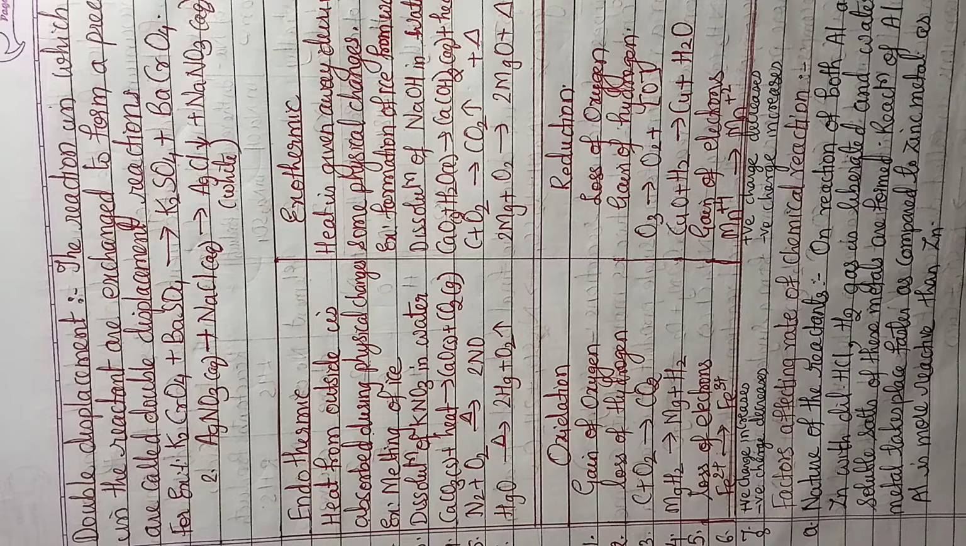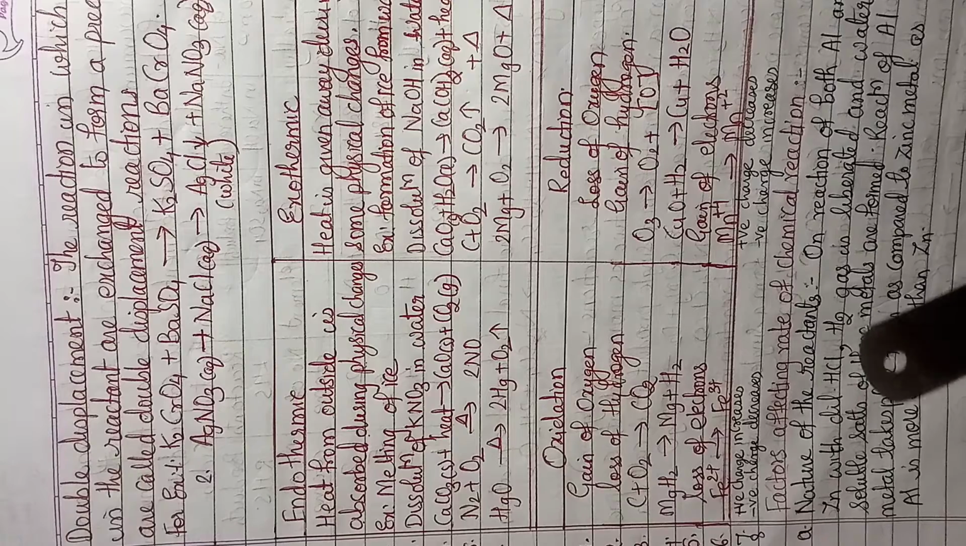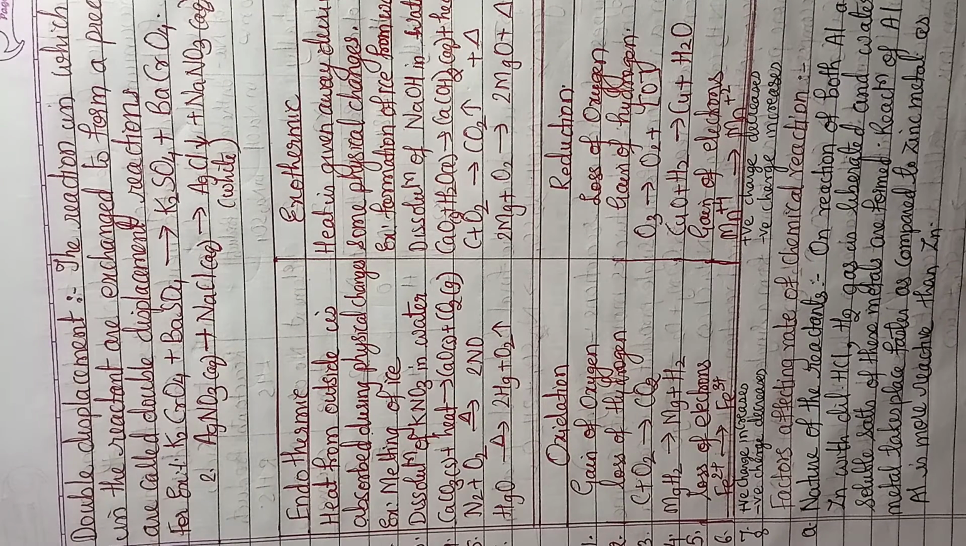For example here, aluminium and zinc. Aluminium is more reactive than zinc. Therefore, aluminium will react faster with hydrochloric acid than zinc. So this gives a clear indication that the rate of reaction depends upon the nature of the reactant. The more reactive the substance, the faster the rate of reaction. So one of the factors which is responsible for the rate of reaction is the nature of the reactant.